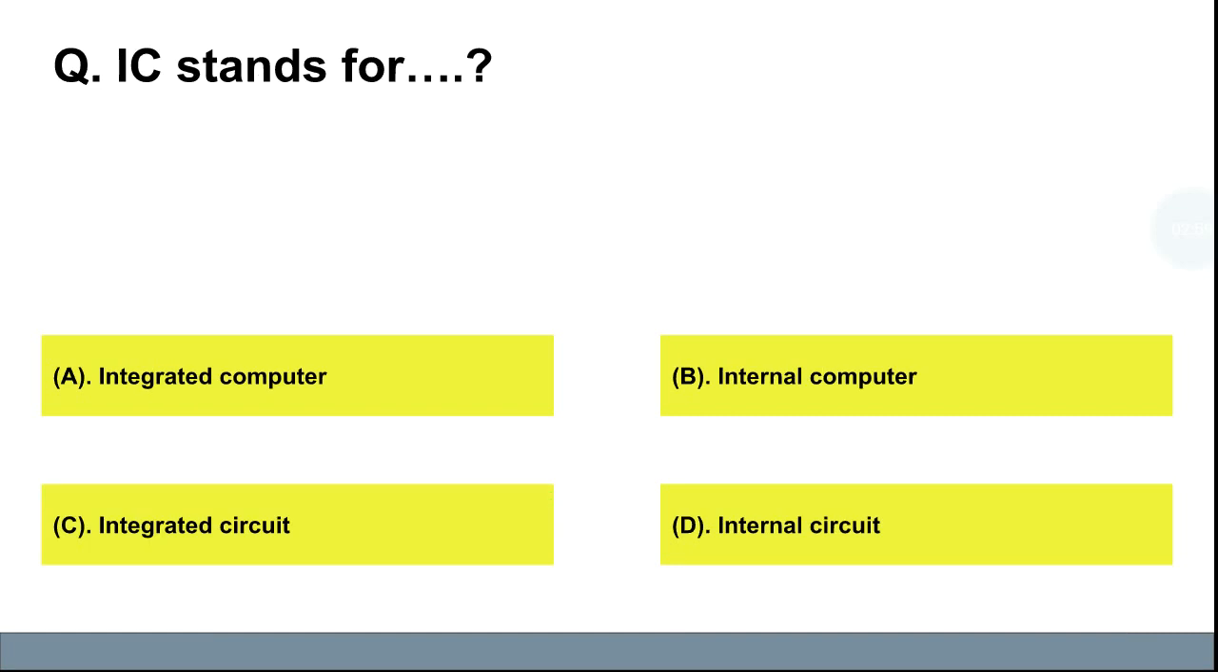Next question: IC stands for option A, integrated computer, option B, internal computer, option C, integrated circuit, and option D, internal circuit. And the correct answer is option C, that is integrated circuit.